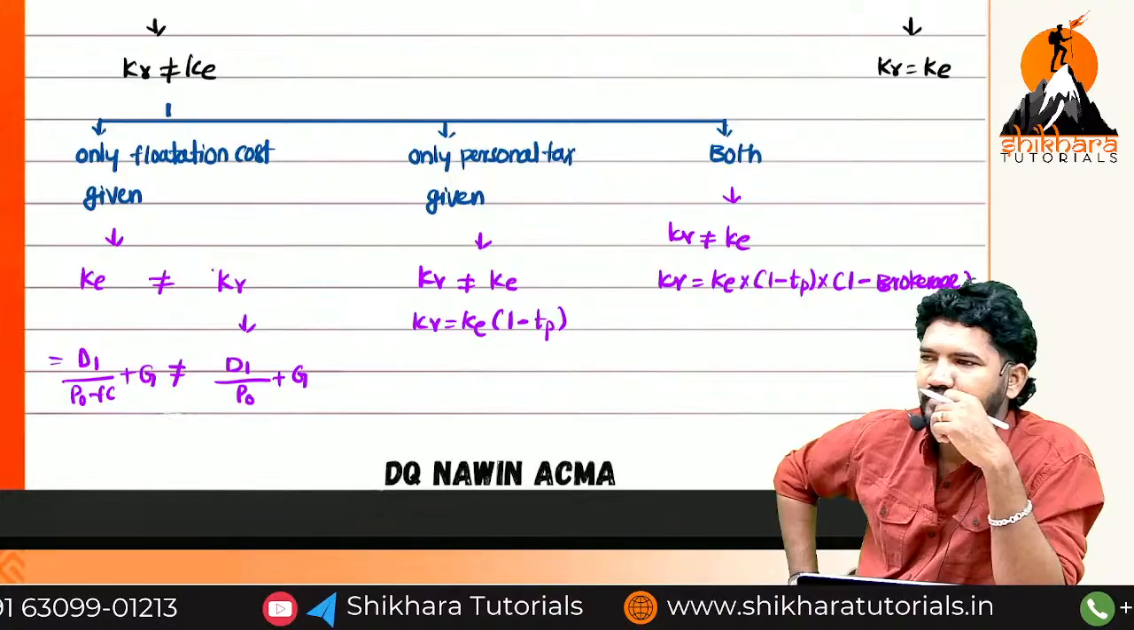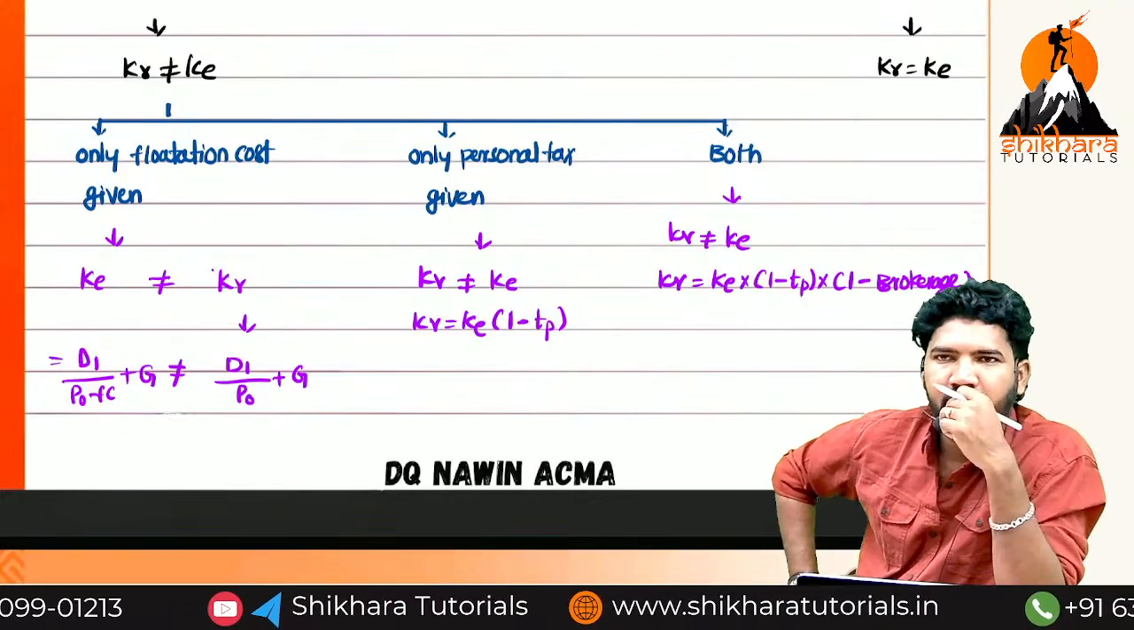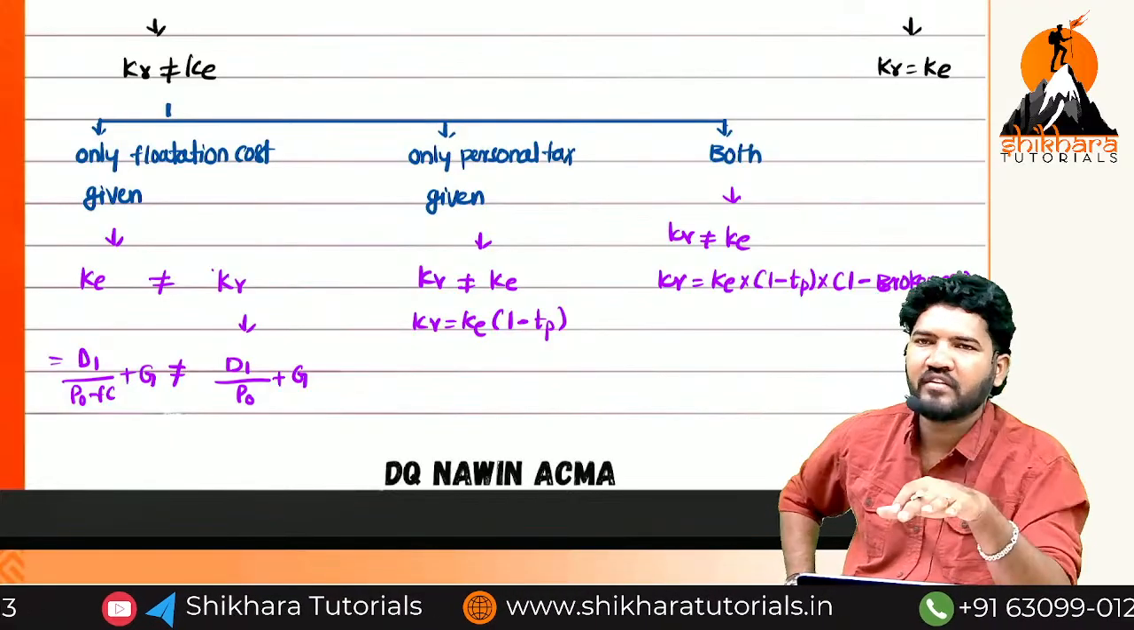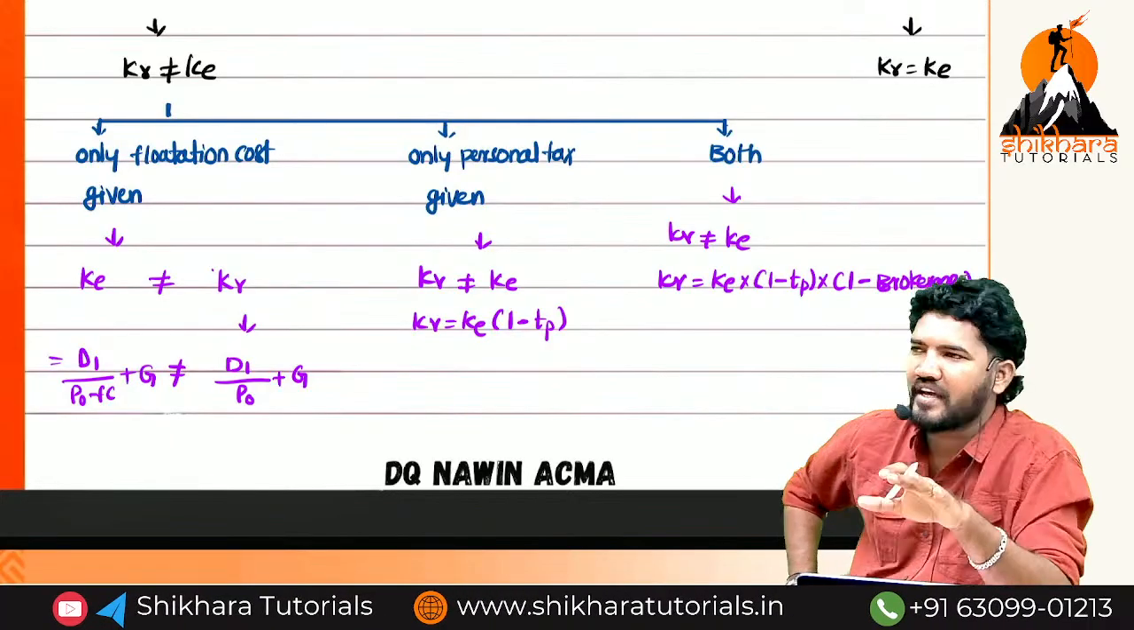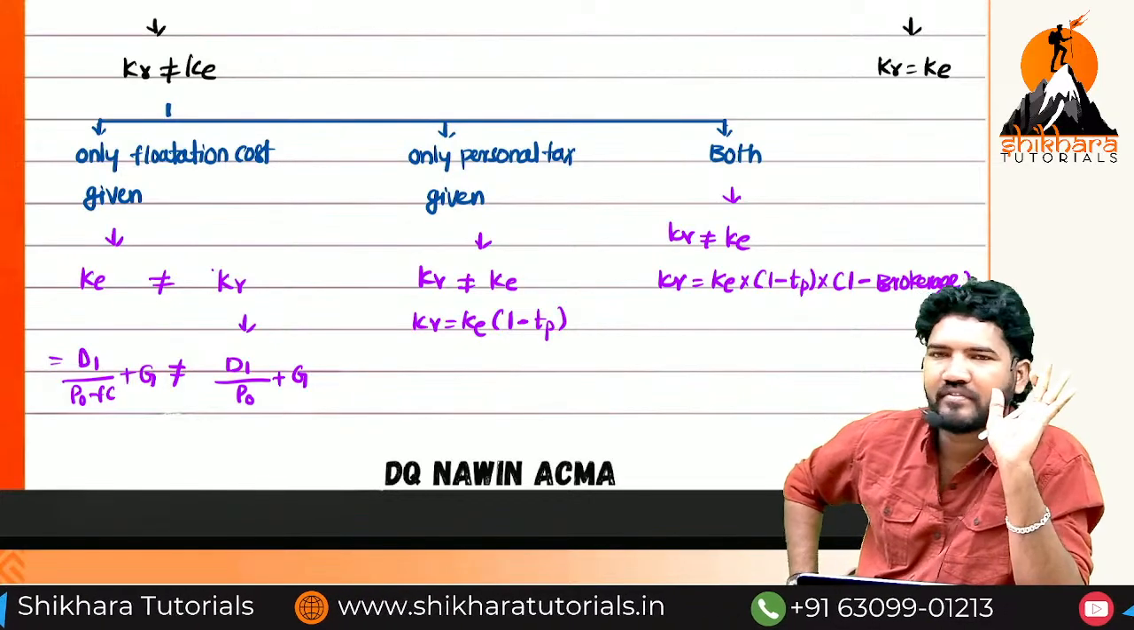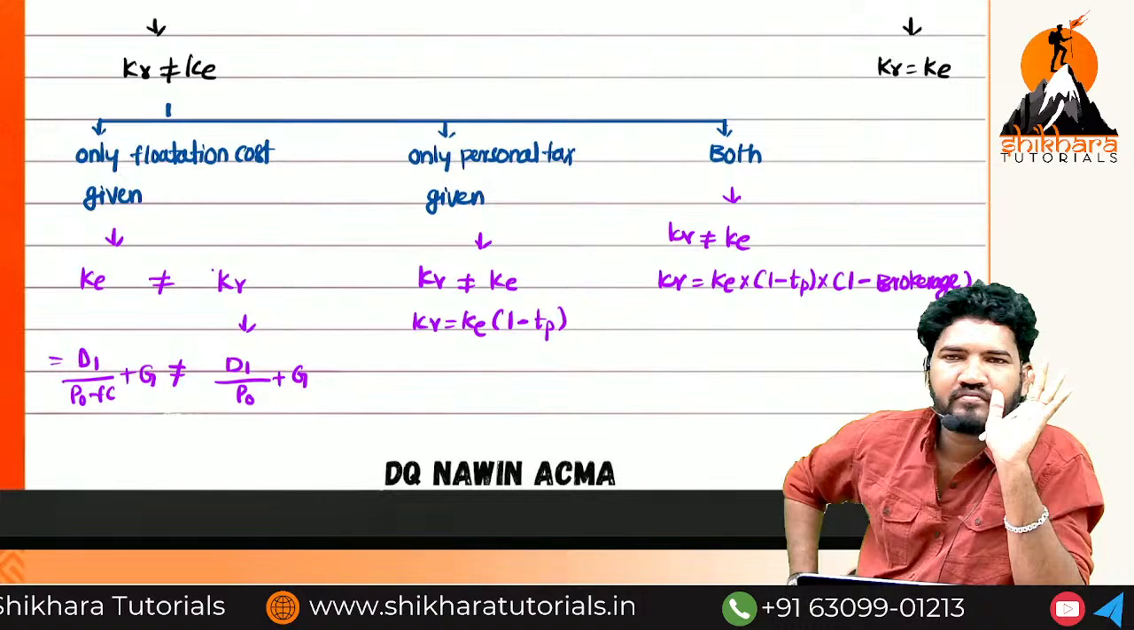So clear? Do you understand the KR concept? This concept matters only if there is a flotation cost and personal tax. If there is no flotation cost and personal tax, what is the consequence? K is nothing but KR. Clear?